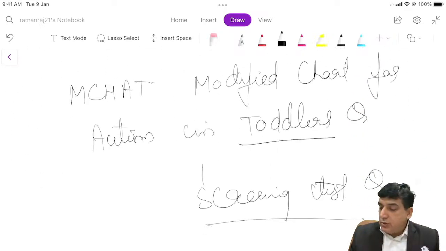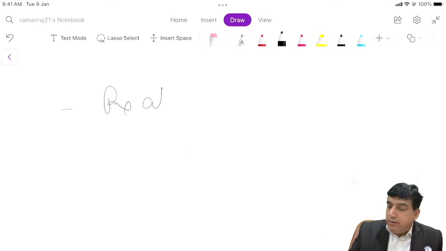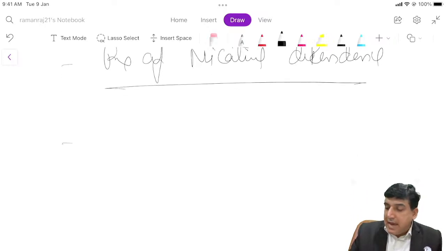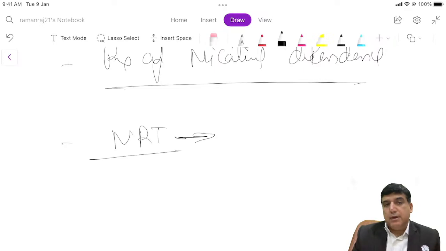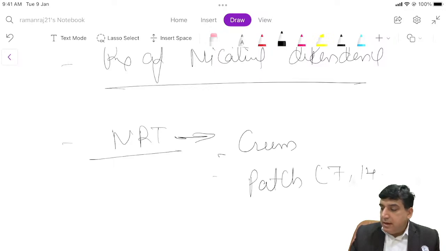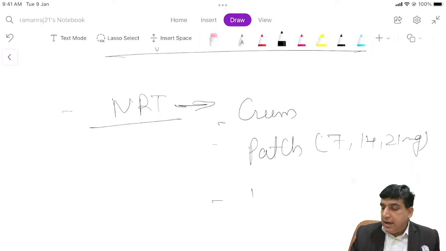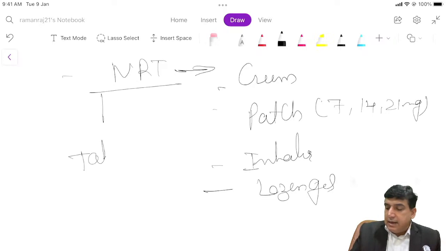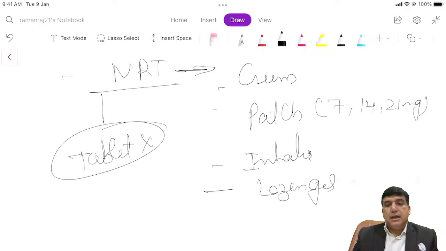So if they ask you treatment of nicotine dependence, we use NRT, nicotine replacement therapy. Nicotine replacement therapy we have in the form of gum. Chewing gum we have 2 milligram and 4 milligram. We have it in the form of patch: 7 milligram, 14 milligram and 21 milligram. We have an inhaler and lozenges. Basically, NRT doesn't come in tablet form, that you have to remember.